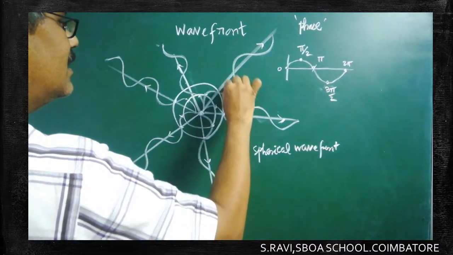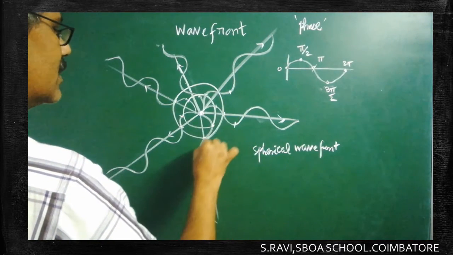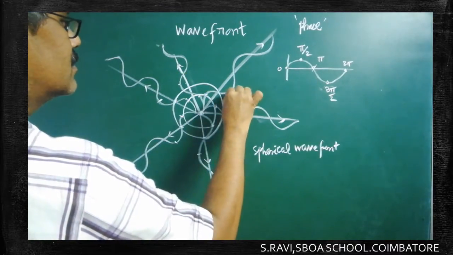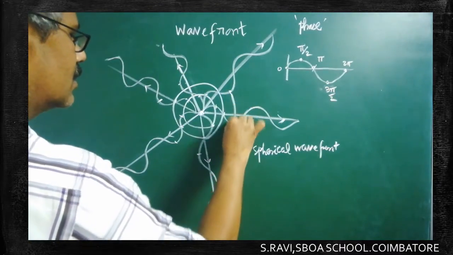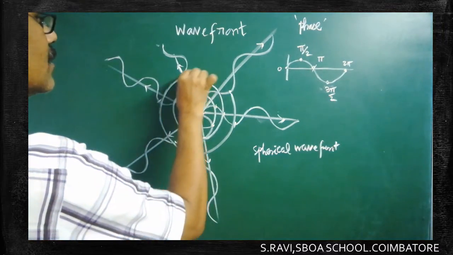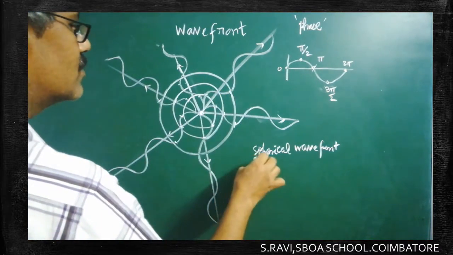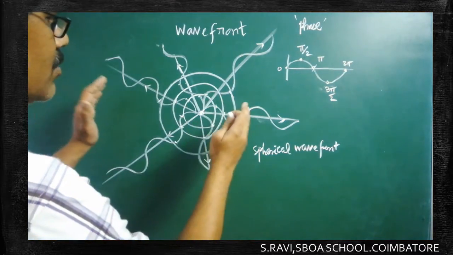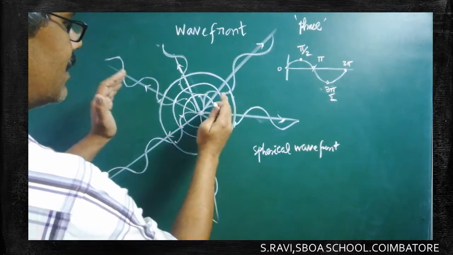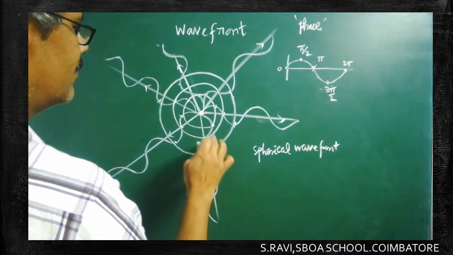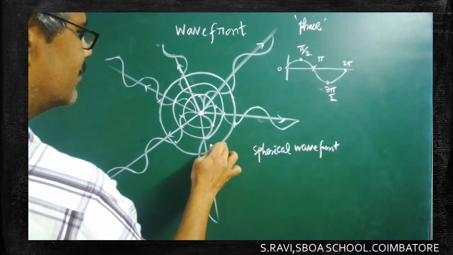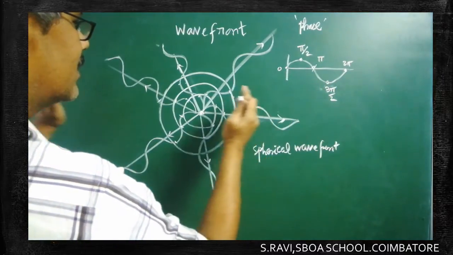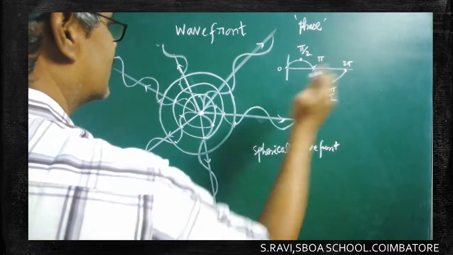Now I can draw another locus of points having the same state of vibration, that is 3 pi by 2. Connect them now and you will get another locus. This locus gives you another spherical wavefront. Like that we can draw innumerable wavefronts originating from the source: first wavefront, second wavefront, third wavefront. We are able to draw an infinite number of wavefronts when the ray travels in the forward direction.